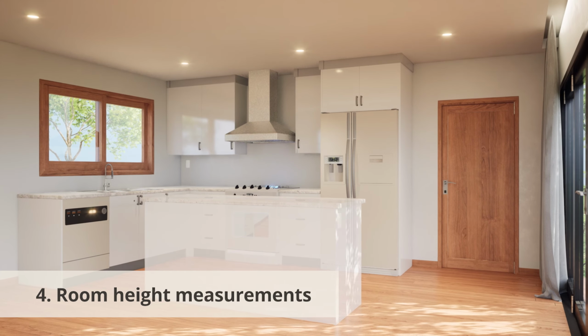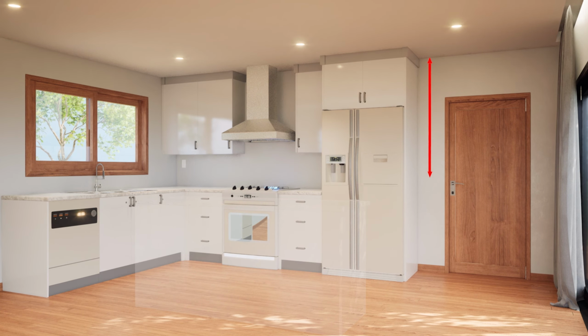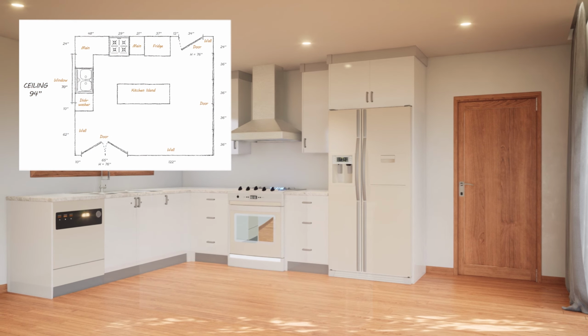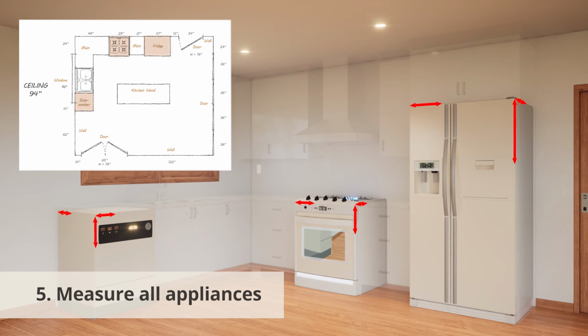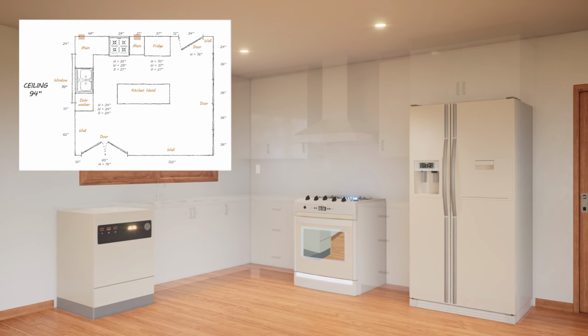For the room height, measure from the floor to the ceiling. Be sure to measure the ceiling in a few separate places, and if your ceiling is uneven, record the measurement at its lowest point. Measure the location, height, width, and depth of each appliance. You will want to note the appliance brand and model if possible.